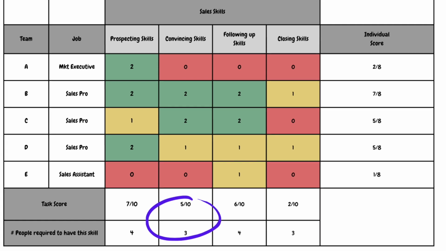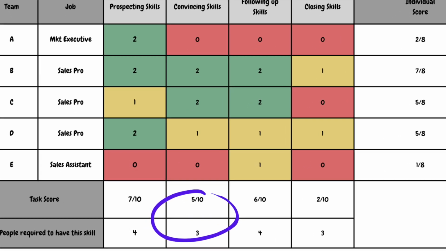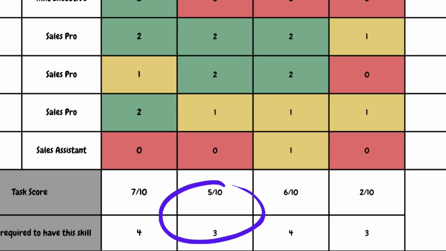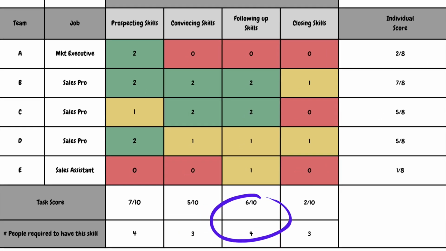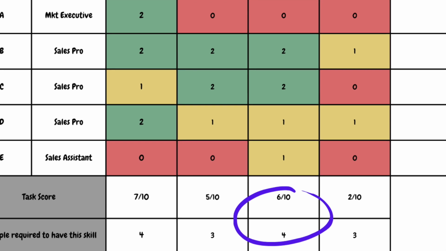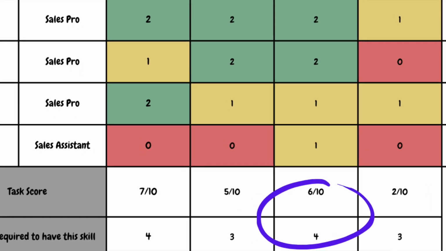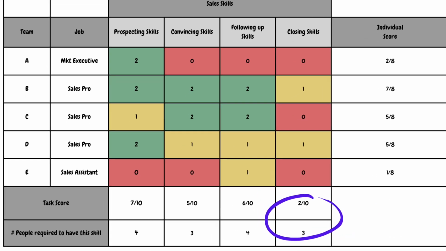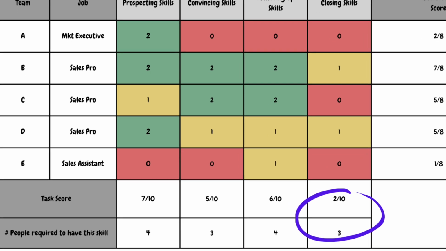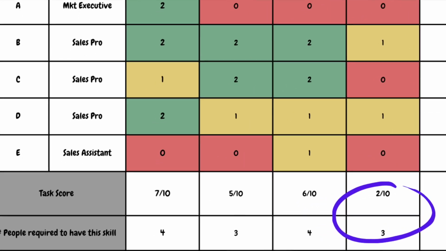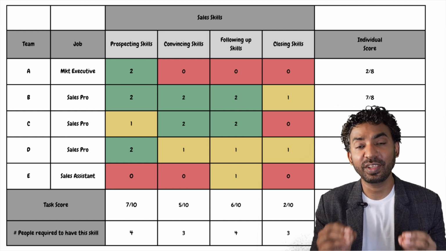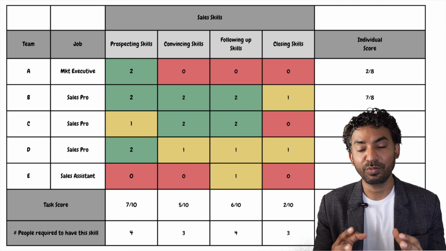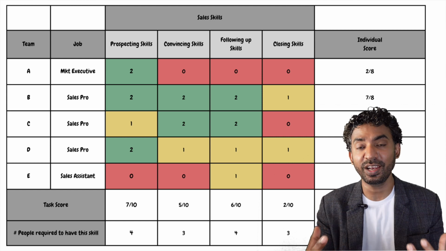If you go to the convincing skills, my task score is 5, but the requirement is I just want to have the 6. If you go to the following up column, my task score is 6 out of 10, but the requirement is 8. If you go to the closing skills, my task score is 2, but the requirement is 6 out of 10. Now tell me, by analyzing this, what kind of skills I just want to develop in my team if I just want to perform really well as a team.